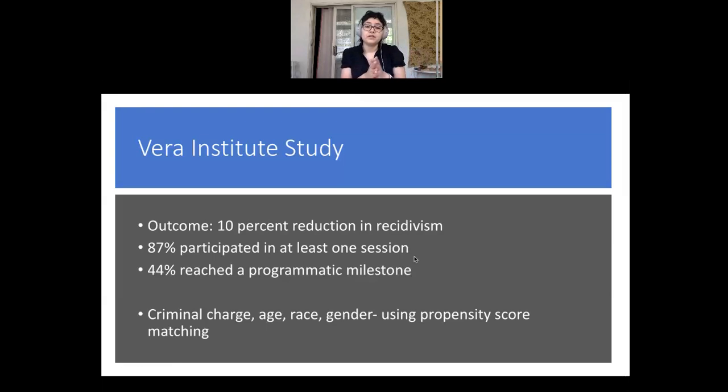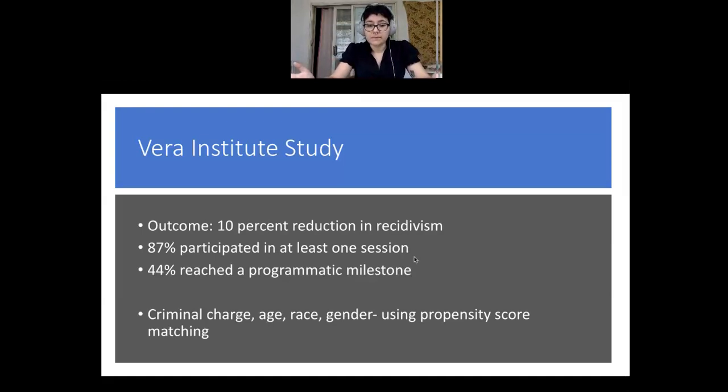And so the independent study, the outcome that was supposed to happen was supposed to be a 10% reduction in recidivism. And so 87% of the people who were involved in the program completed at least one session, but only 44% reached a programmatic milestone, and there was no 10% reduction in recidivism.